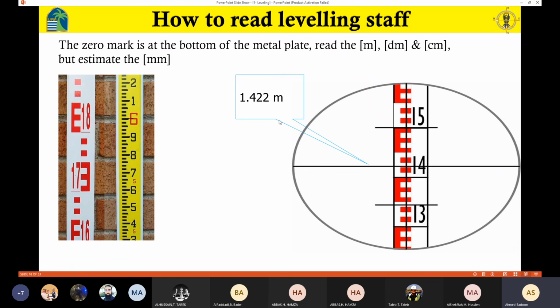the millimeter. If you want to put this in decimeter, then it's going to be 14.22 decimeter. Here we have 14, then we have 1 centimeter, another centimeter, which means that I have 2 centimeter, and here I have 2 millimeters. This part needs to be estimated. If you want to read this by millimeter, it's going to be 1422 millimeter. So you can read it like that, or like that, or like that. Of course, when you get to the field, you are going to practice, and you are going to master this.